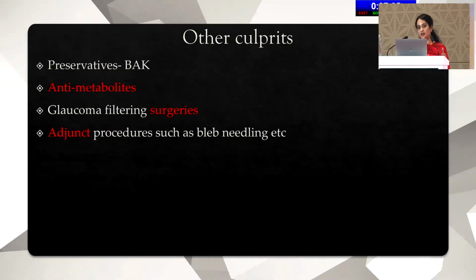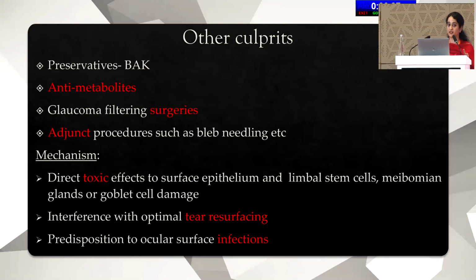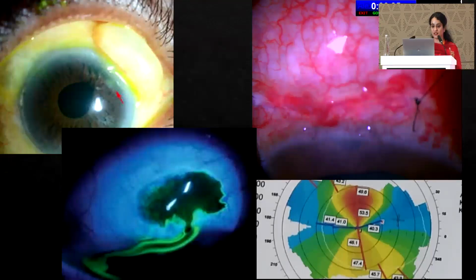Besides the glaucoma drugs, the culprit is the preservative that we use. Also, as additives in surgery, we use antimetabolites, and the surgery per se causes conjunctival elevation and thereafter tear film instability and suture-related problems. Also, whenever we do an adjunctive procedure, that can alter the corneal surface as well as the conjunctival surface. So the mechanism is a direct toxic effect, or interference with tear film resurfacing, or a predisposition to ocular infections, which is another subset of patients that we have.